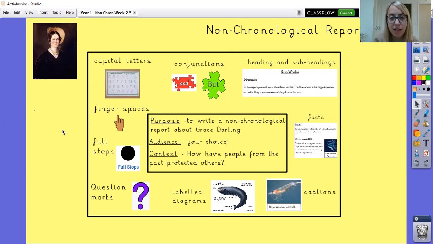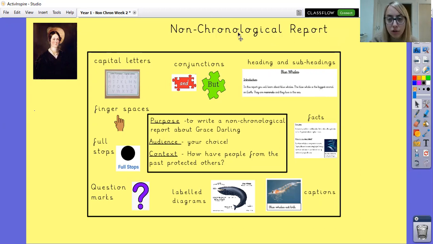Now, last week we started looking at non-fiction writing. We know non-fiction writing is information writing, okay? And then we also looked at a type of non-fiction writing called a non-chronological report. And we read a non-chronological report about blue whales, and we found out lots of fantastic information about them.